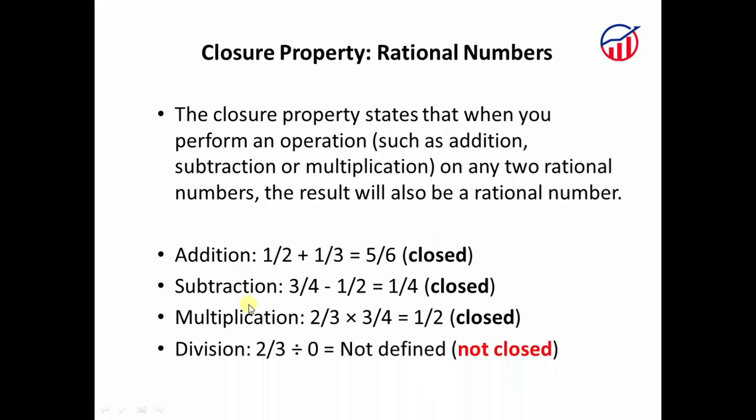multiplication. Finally, let's check out the division property over here. So division, 2 upon 3 over here. If you divide by 0, you can see it's not defined, hence it is not closed. So sometimes it can be closed and sometimes it cannot be, like in this case when it's divided by 0, it is not defined, or not closed.